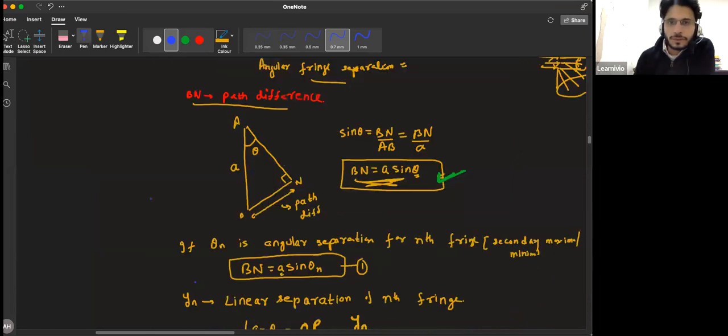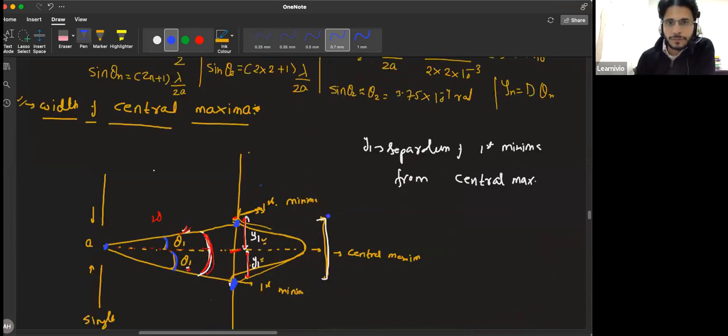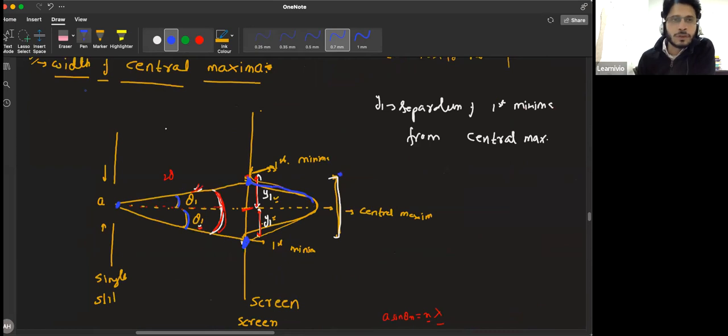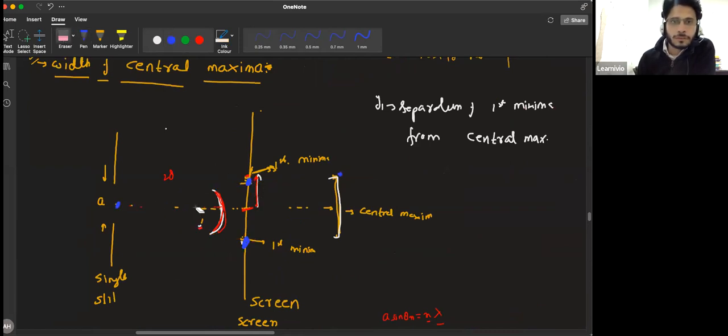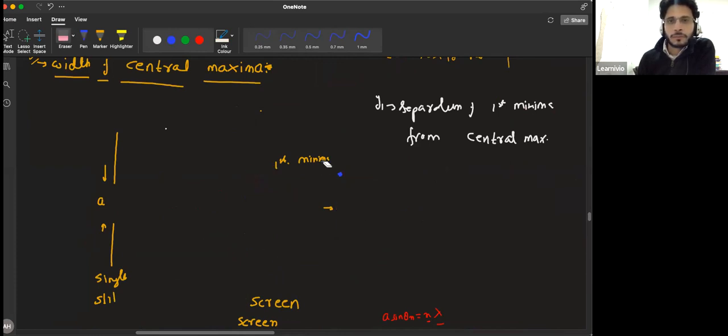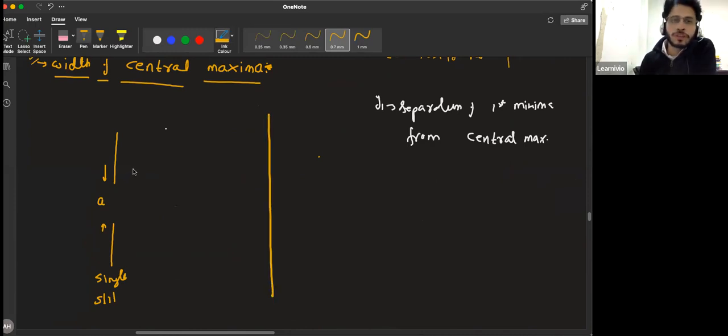So this is the single slit. This is your central maximum. Let me draw it again. This is the slit. Sir, why does the width decrease as we move away from the center? We'll come to it. We'll do some conceptual questions where we'll discuss why the width decreases and why the intensity decreases.